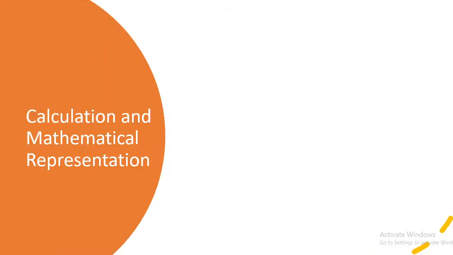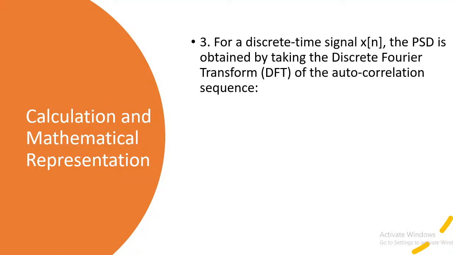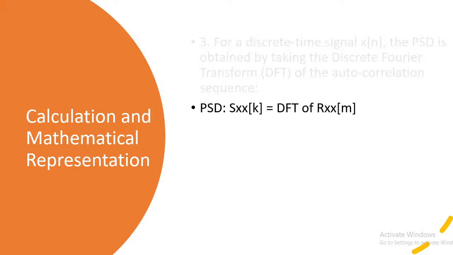So this is the difference between these two. For energy, you find the Fourier transform and square it. Here, for the power spectral density, you first find the autocorrelation, then take its Fourier transform, and that gives you the power spectral density. It is a similar case for the discrete time signal. So the DFT of Rxx gives you the PSD.